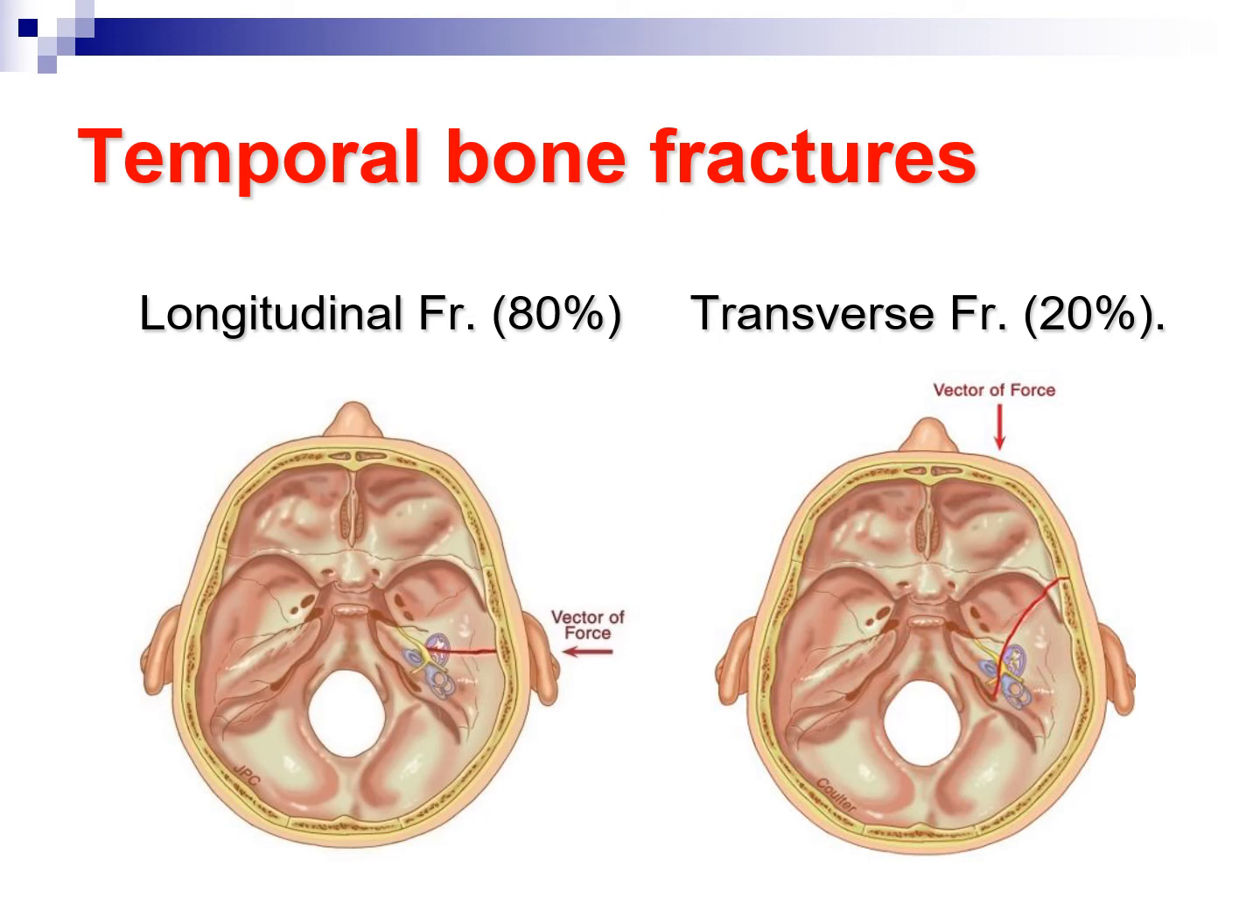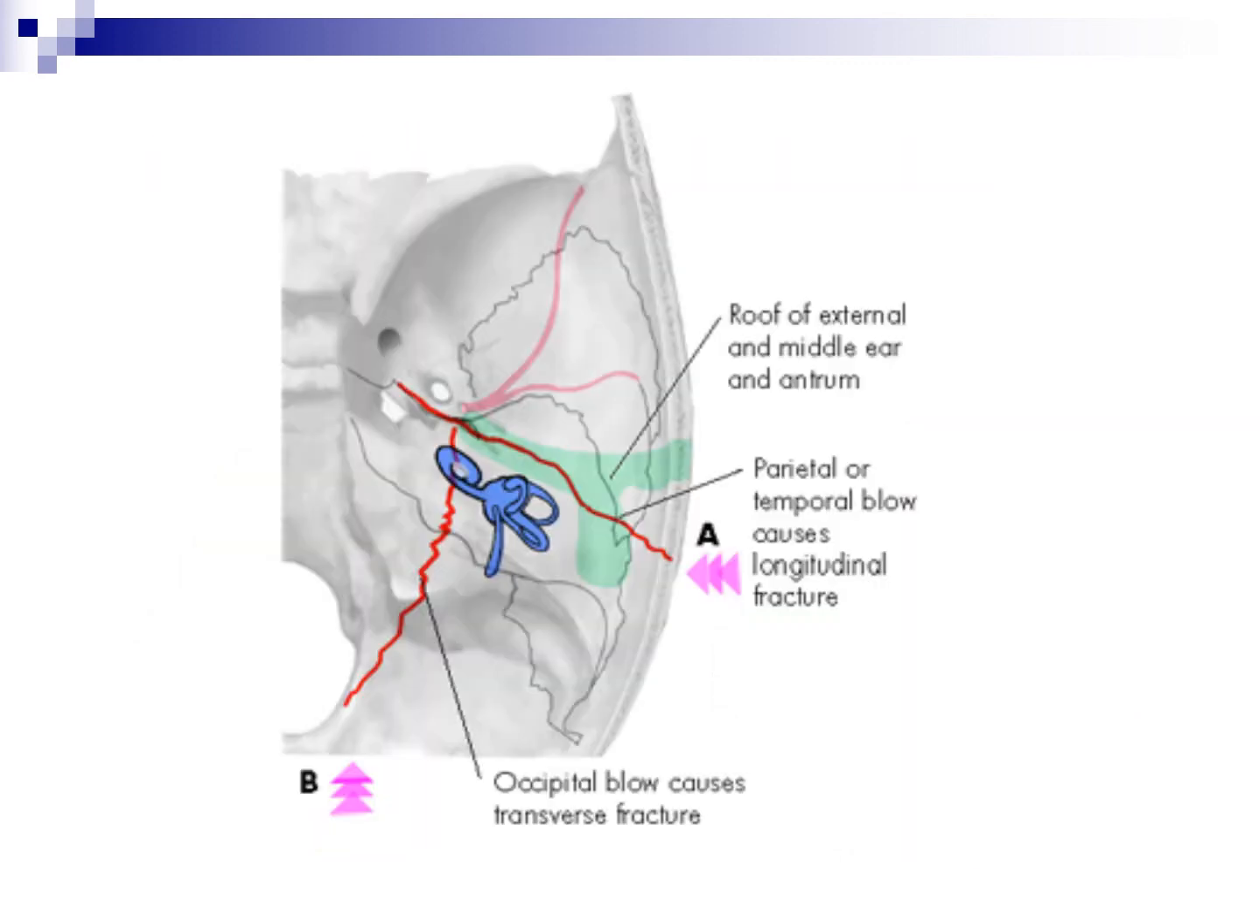While the transverse temporal bone fracture normally cuts through the inner ear and the facial nerve. That's why it has a higher incidence of facial nerve palsy, sensorineural hearing loss, and severe vertigo, while it avoids the course of the middle and external ear. That's why it doesn't cause any conductive hearing loss.